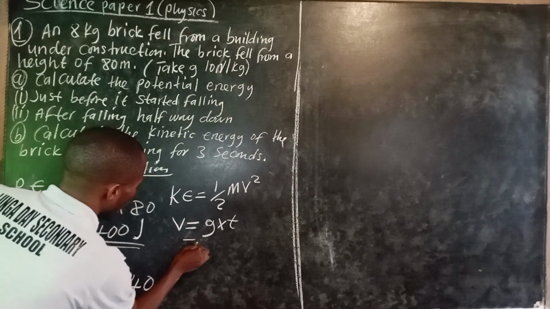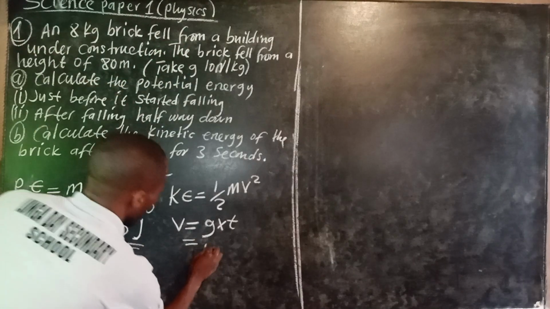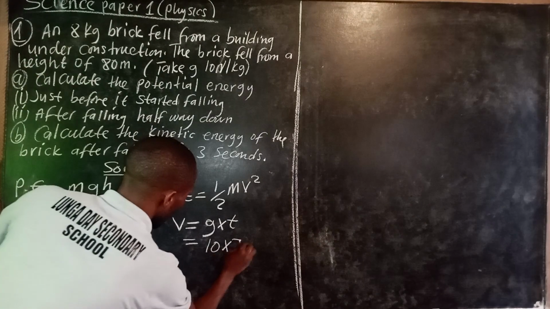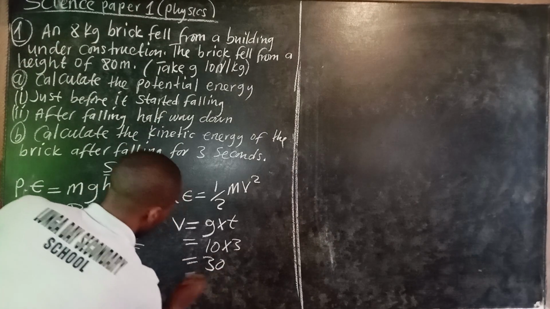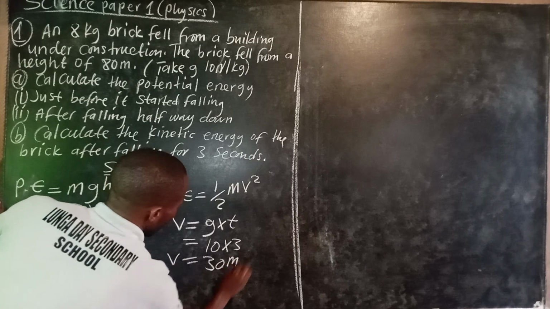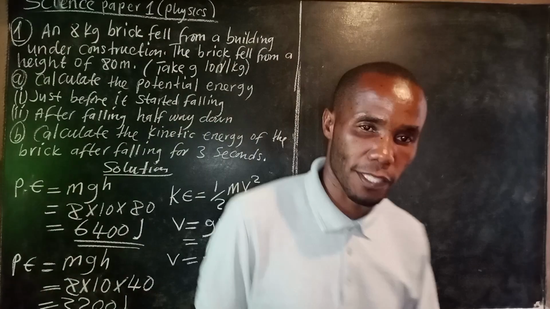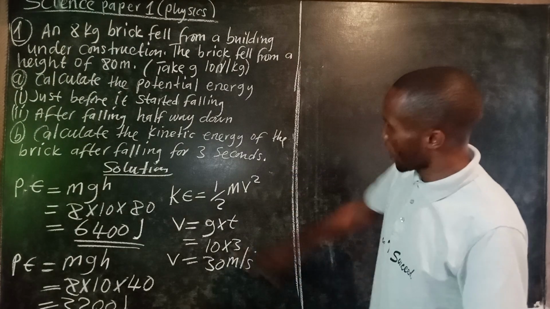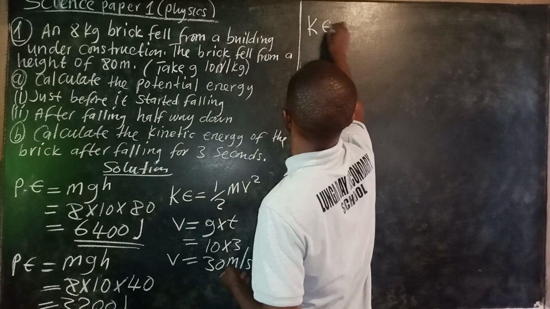So here now we can go on. Gravitational force in this case, do we have it? Yes, it's there, 10. Then time, they have mentioned time, 3 seconds. So from there you say 10 times 3, that is 30. So velocity was 30 meters per second. Now that you have found velocity, we can proceed with our kinetic energy.